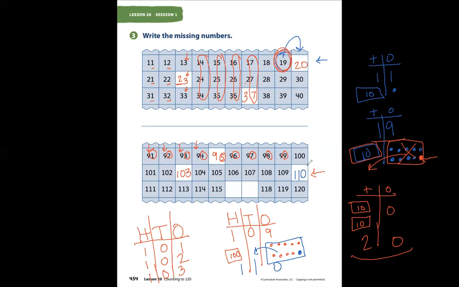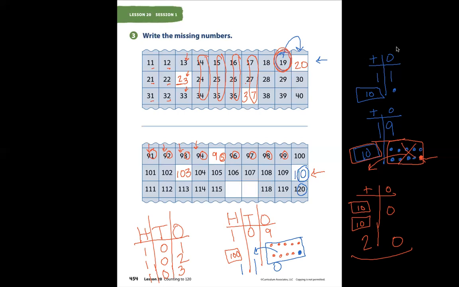100, 10, 120. I wonder what's next. 111, 112, 113. Look at this. Are you starting to see a repeating pattern here too?